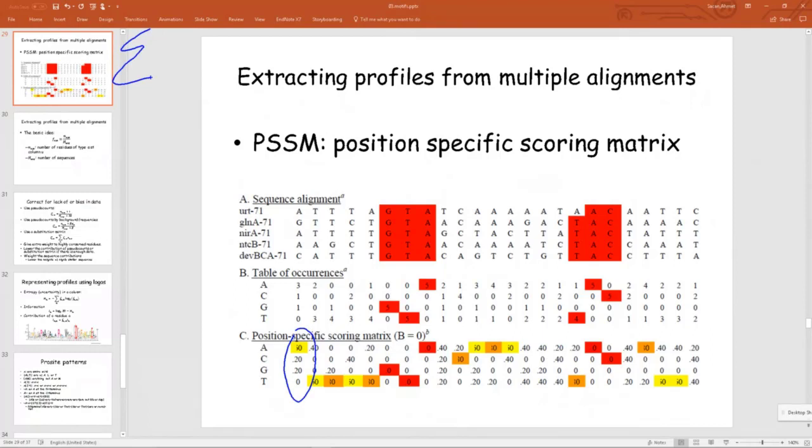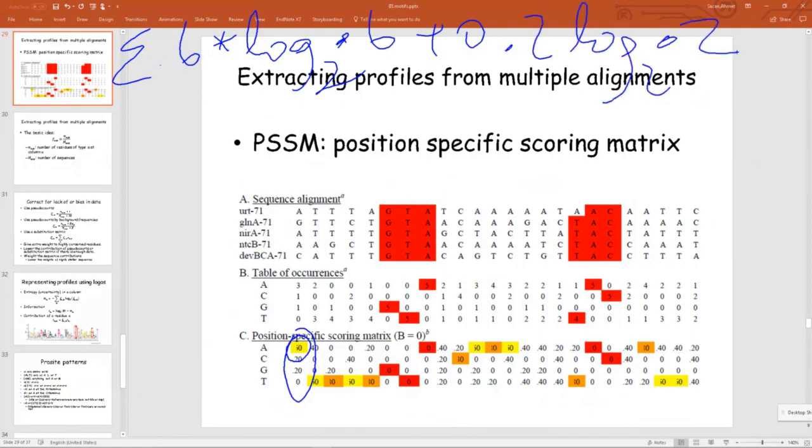It's going to be the sum of 0.6 times log 2 0.6, plus 0.2 times log 2 0.2, plus 0.2 times log 2 0.2. So it's going to give you the entropy.